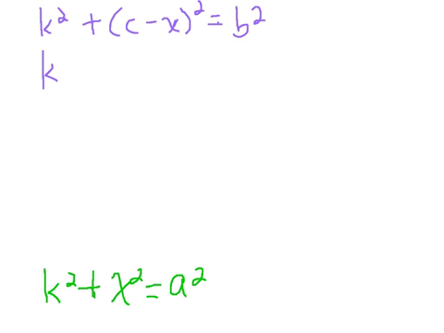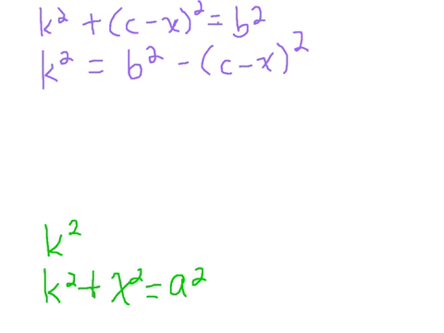So I can subtract the quantity c minus x squared from both sides for this particular equation. And then for the bottom equation, I'm going to work that one upwards. If I solve that for k squared as well, I'm going to end up with k squared is equal to a squared minus x squared. Just a little bit of algebraic simplification going on here.